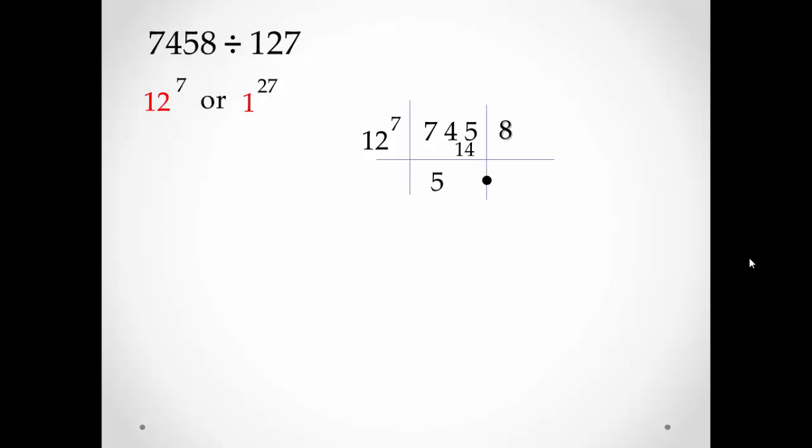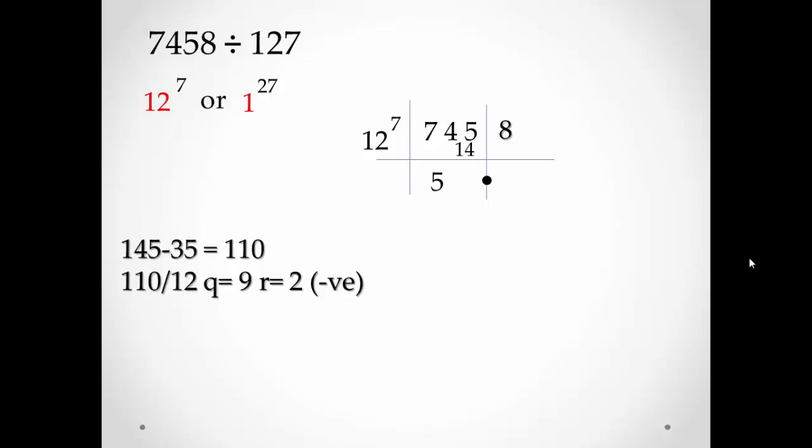So 145 minus 35, which comes out to be 110, and 110 by 12 is 9 and 2 as a remainder. Now if you see closely, we are getting 28. Since 2 is our remainder, we'll be writing it above. So 2 into 8 minus 7 times 5 is 35. So 28 minus 35, we will be getting again a negative answer.